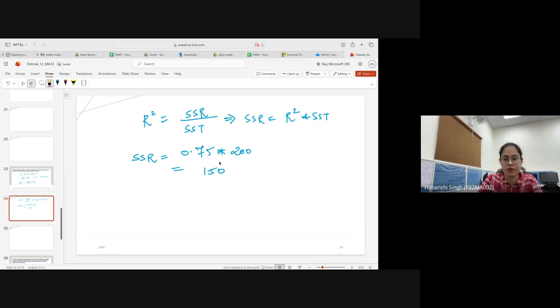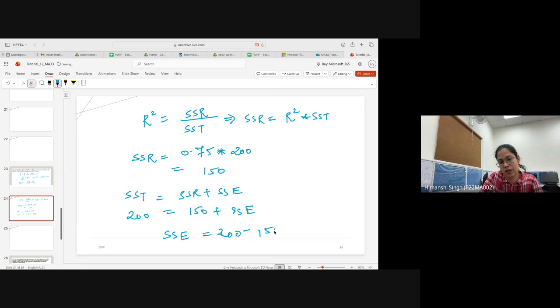So it will be 150. Now we know SSR. Now I want to know what is the SSE due to the residuals. So that is due to the errors. We know that SST is equal to SSR plus SSE. And SST is 200, which is equal to 150 plus SSE. Now due to errors, it will be the subtraction. So SSE will be 200 minus 150. That will be 50.